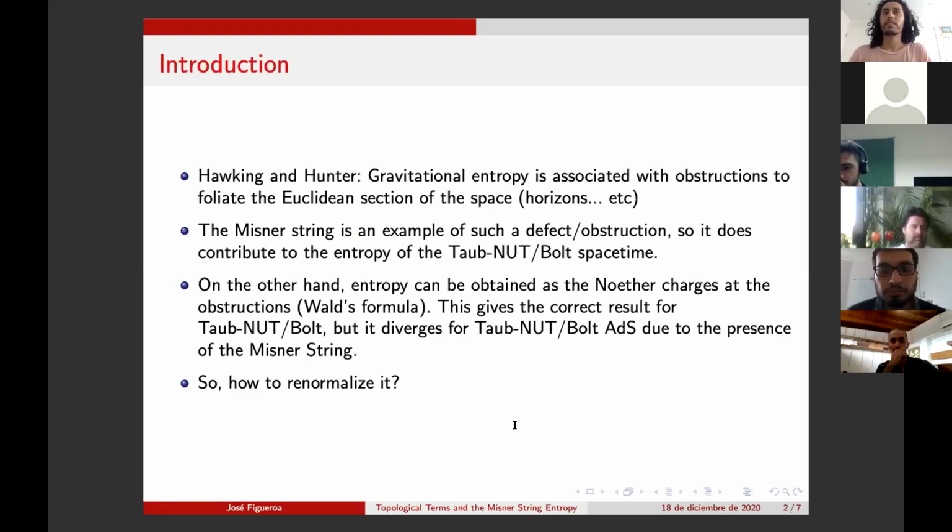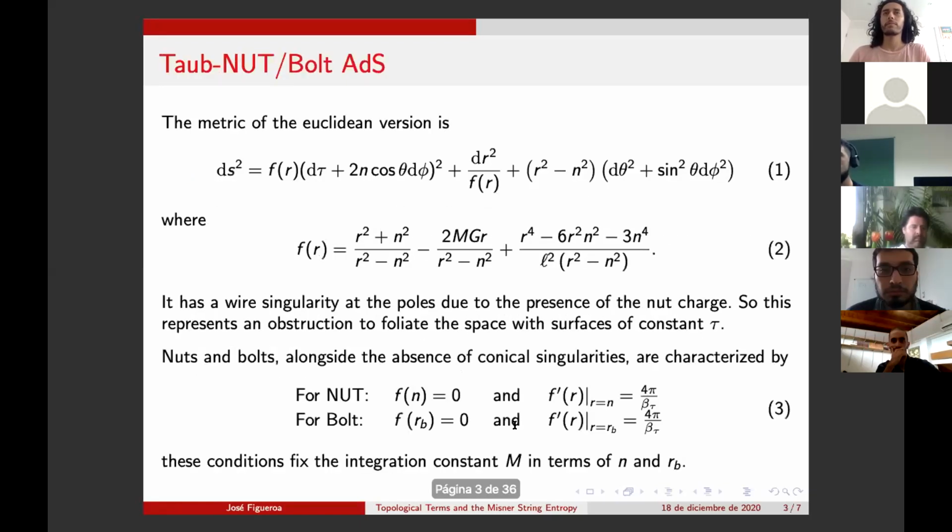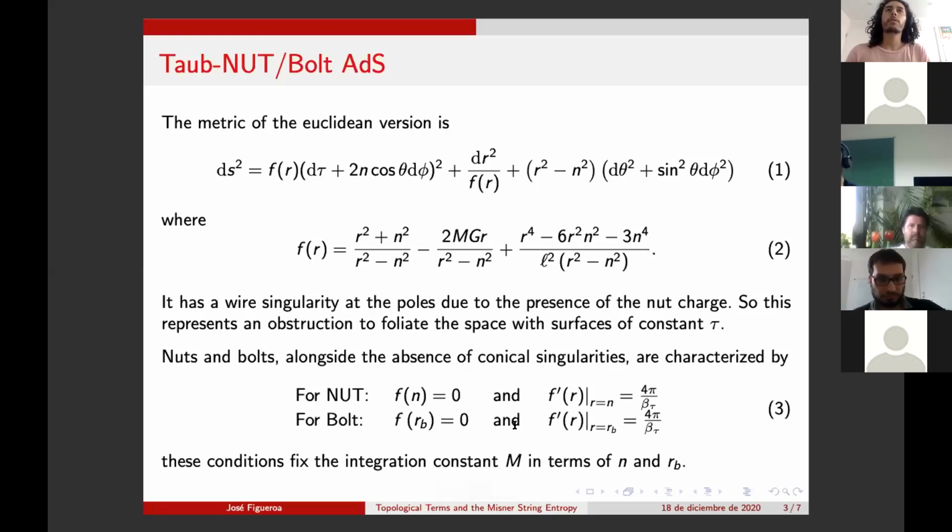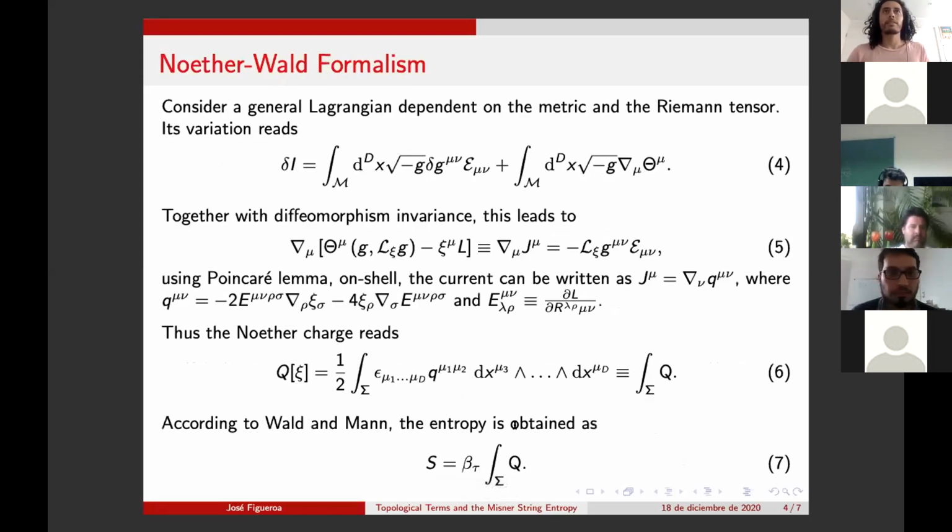So how to renormalize it? That is the question we address. The metric of Taub-NUT is given in 1, and it has a wire singularity at the poles, as can be seen from the term in the metric that goes as 2n cos theta. And this represents an obstruction to foliate the space with surfaces of constant tau. Next, please. Because of time.